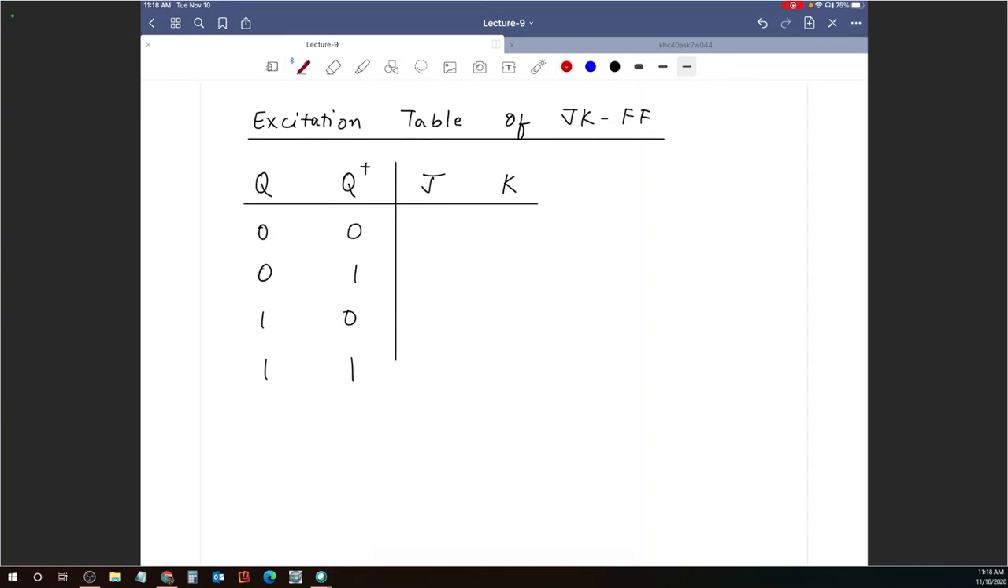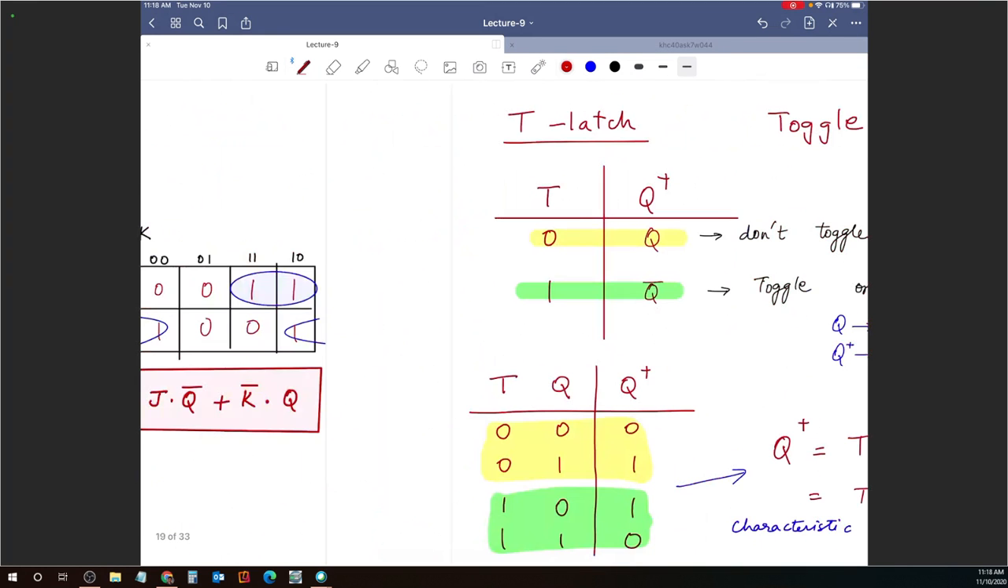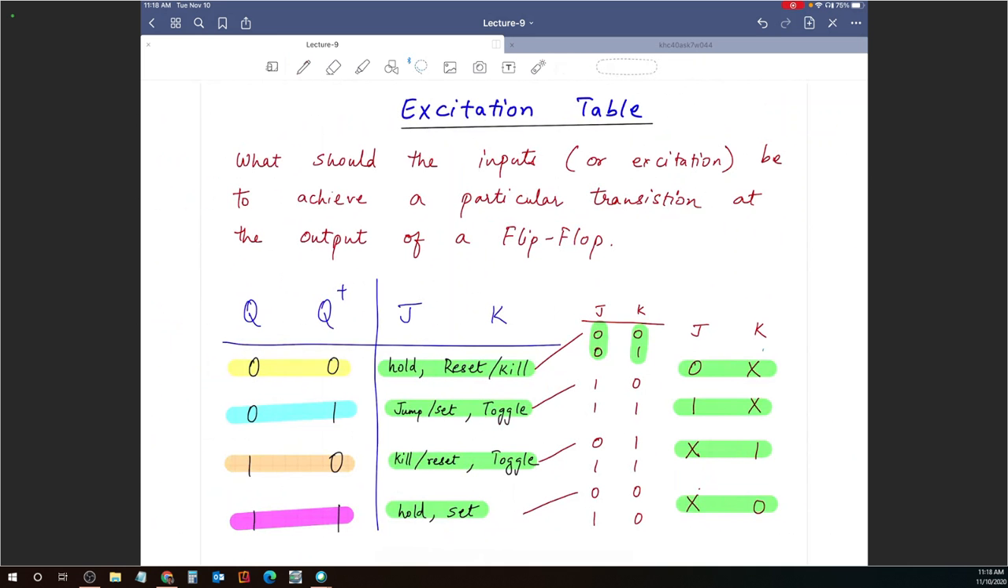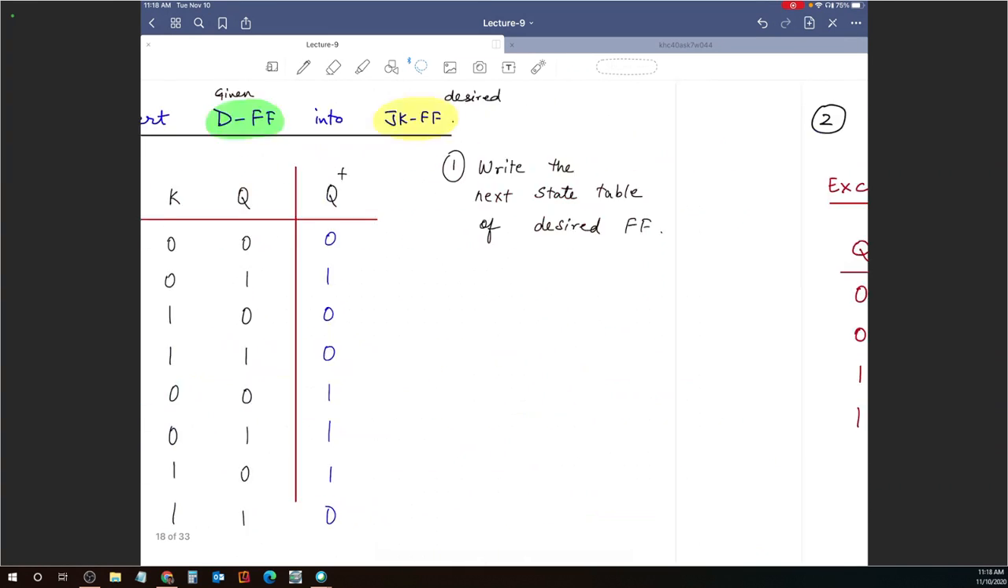The excitation table of the JK flip-flop, we had derived it a little bit ago, so we don't need to do that again. It was just here. So let me just copy this and paste it over there. We don't need to do it again.